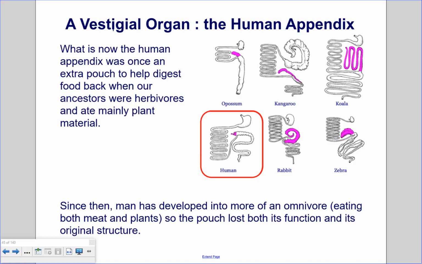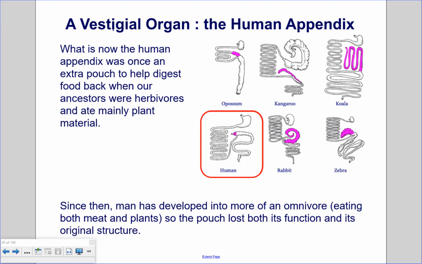A vestigial organ, the human appendix. What is now the human appendix was once an extra pouch to help digest food back when our ancestors were herbivores and ate mainly plant material. Since then, man has developed into more of an omnivore, eating both meat and plants. So the pouch has lost both its function and its original structure. We can see that when we compare our appendix with the appendix of other vegetarian herbivore animals: the opossum, the kangaroo, koala, rabbits, and zebras.